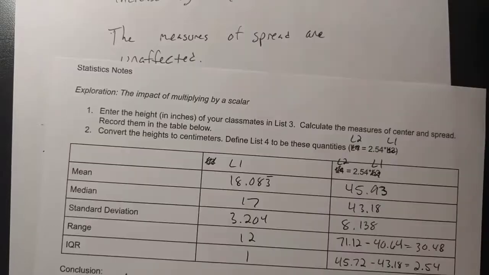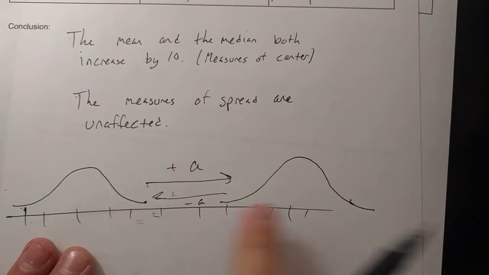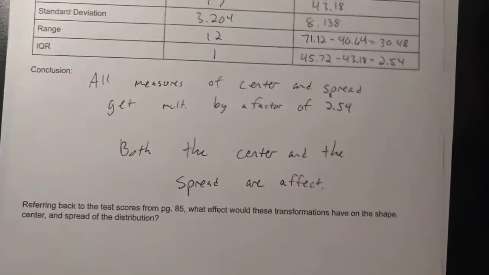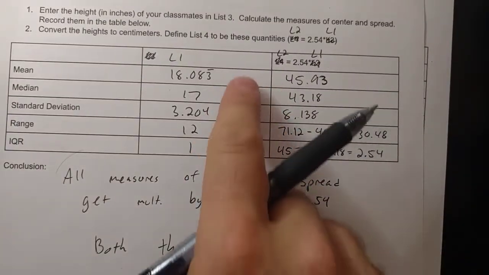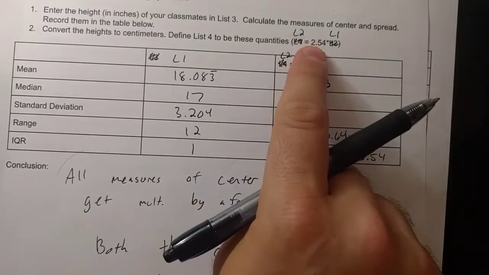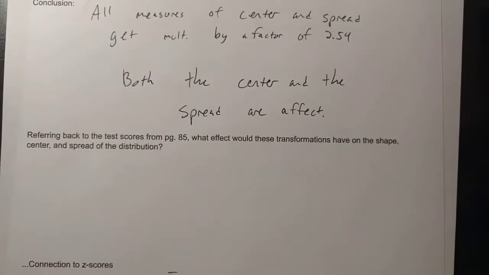So, just to recap, when you add or subtract a number or a constant to an entire data set, it's essentially shifting the center only. Only the center changes; the shape and the spread do not change. When you multiply or divide by a constant or a scalar, you'll notice that every single bit of information here, both the central tendency measures and the measures of spread, all change by the same factor. In this case, it was 2.54, but it literally could be anything. So, addition or subtraction only changes measures of center. Multiplication or division changes everything, measures of center and measures of spread.